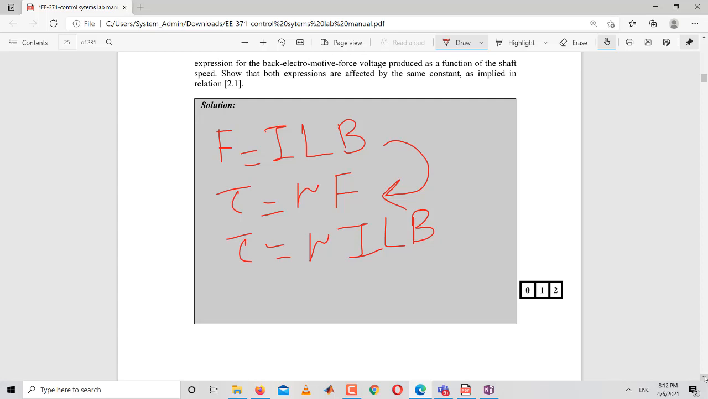So if you rearrange, because it is asked that we have to write the relation of tau in the form of current. We have to show a relationship between tau and current. So we can write tau is equal to R L B into I, right?